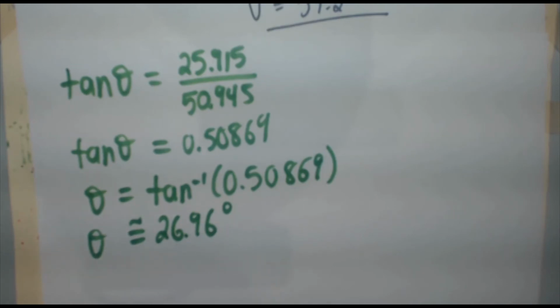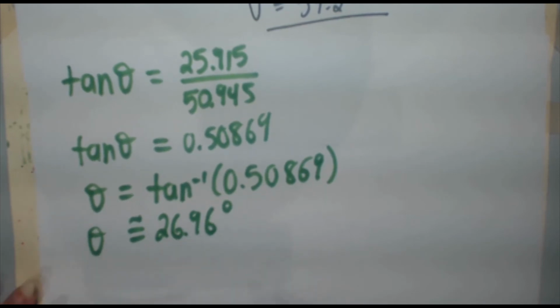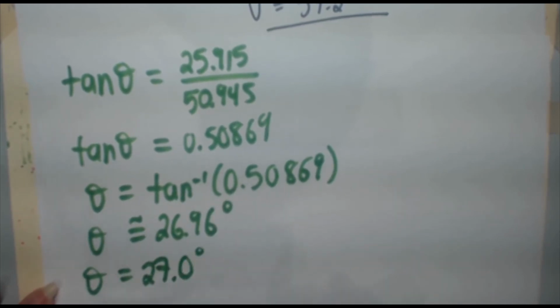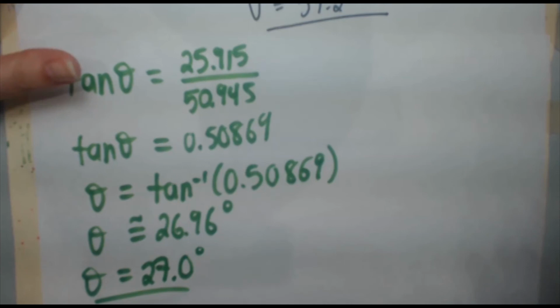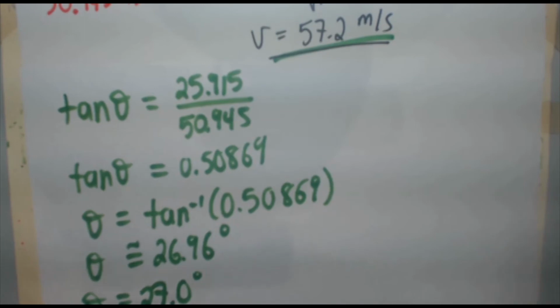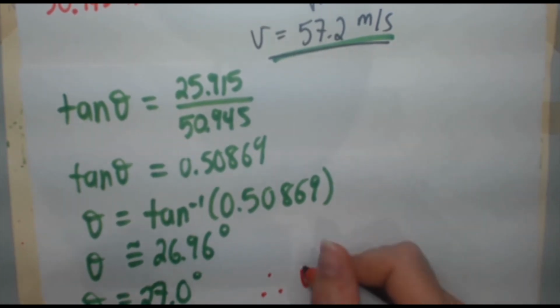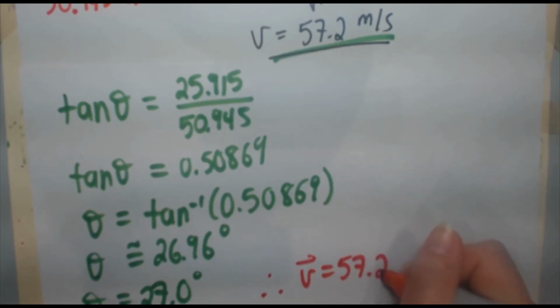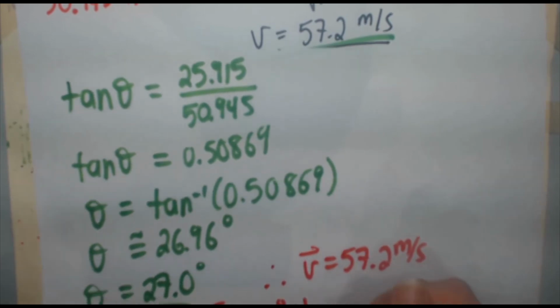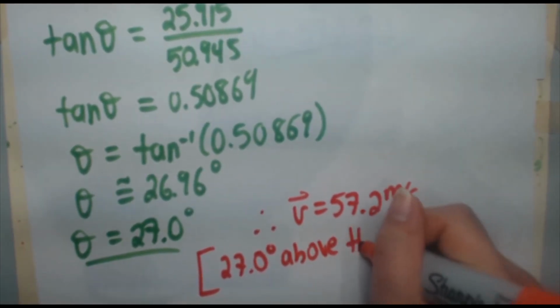Now we want to express this to 3 sig figs. Again, remember the original problem gave us certainty to 3 significant figures, so we can round this. This 6 is going to round the 9 up, which is going to round this up to a 27. So you have to express your theta as 27.0 degrees. So there's our theta. We have our speed from before as the 57. That's what we found. So we can express our final velocity. Therefore, the velocity is 57.2 meters per second, and then in square brackets, 27.0 degrees above the horizontal.